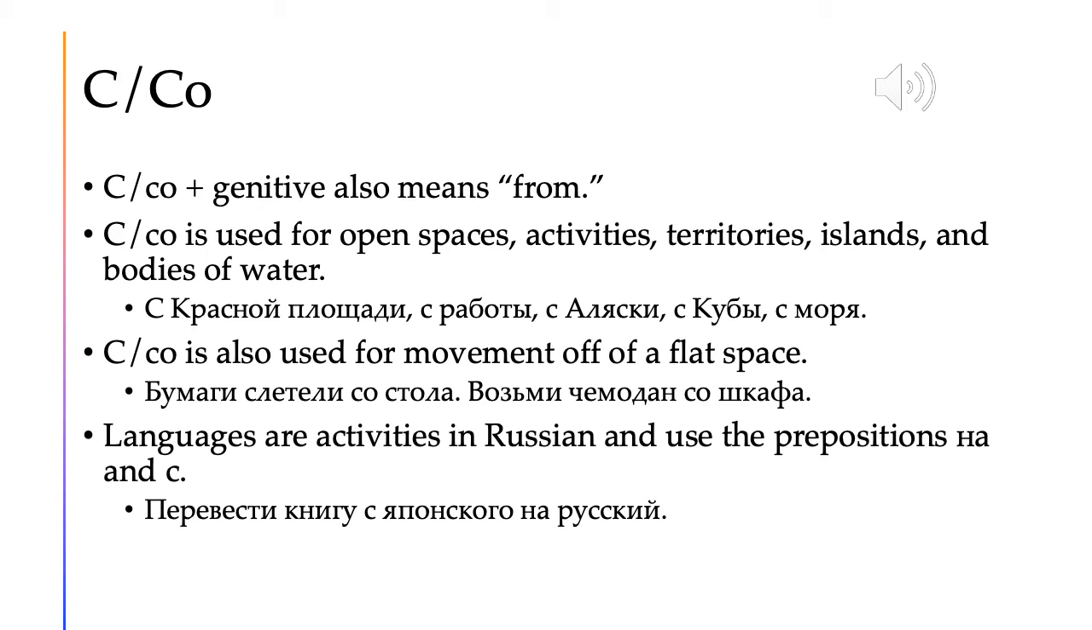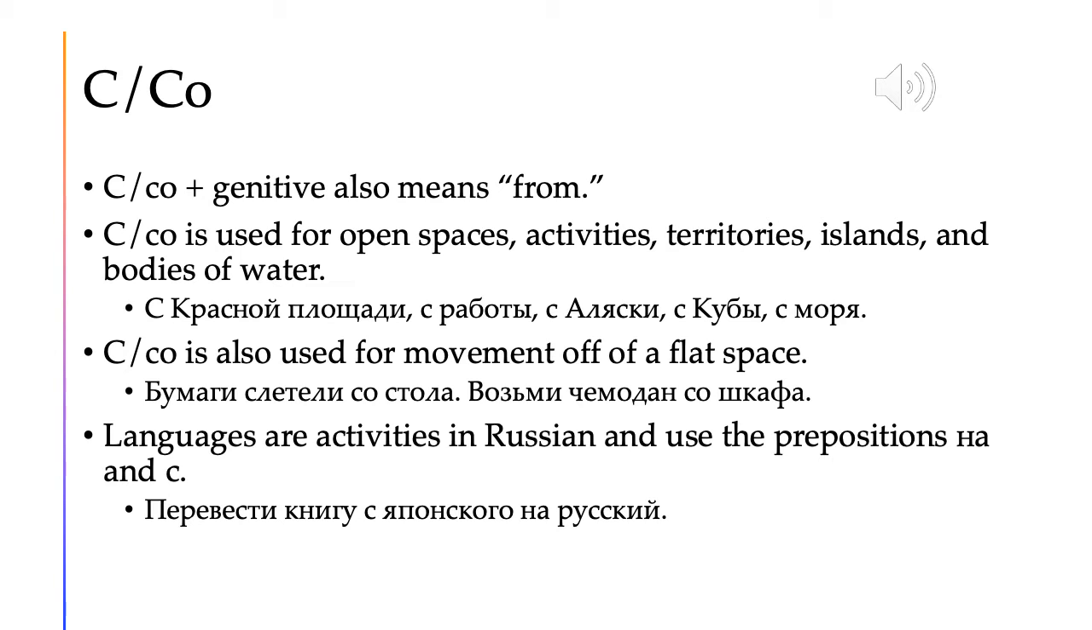And then the next preposition is also a friendly, cuddly preposition. Well, really it's not, but we've already learned it, so it will seem friendly and cuddly, I hope. And that is с or со. And when we use с or со with the genitive, it also means from. And as you learned in the previous chapter, we use it for open spaces, activities, territories, islands, and bodies of water. So we could say, for example, С Красной площади, from Red Square. С работы, from work. С Аляски, from Alaska. С Кубы, from Cuba. С моря, from the seaside.